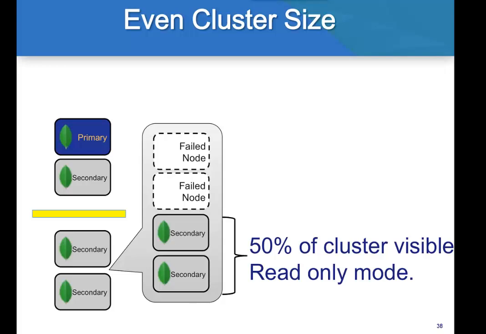Similarly, only half of the cluster is visible, so these two will stay in read-only mode. So what this means is that clusters with an even number of nodes in them are really not a good idea. An odd number of nodes, which means an odd number of votes, is really good when you're talking about a MongoDB replica set.